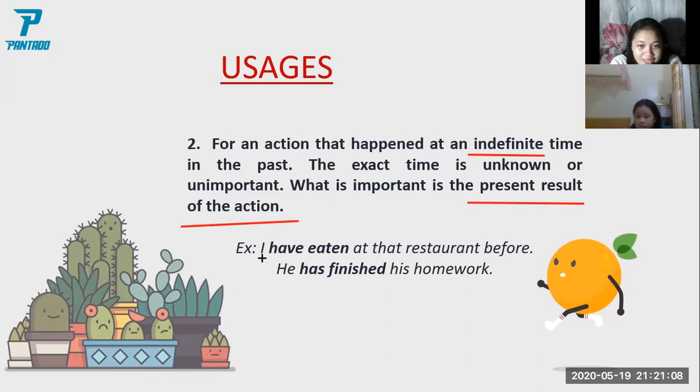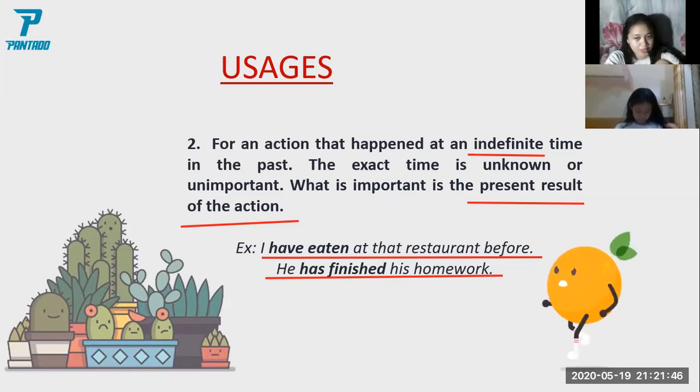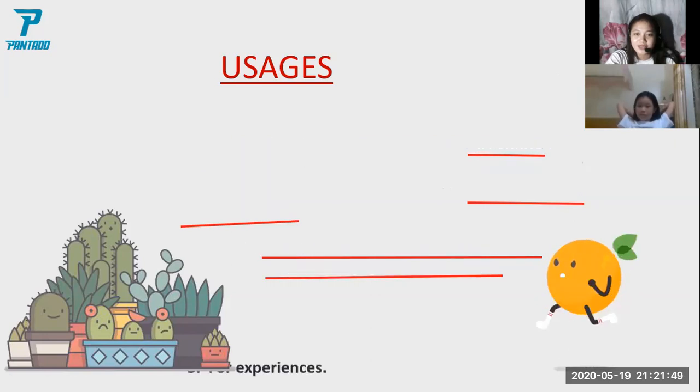Okay, I have eaten at that restaurant before. He has finished his homework. Yes, they don't know when or what time they have eaten at the restaurant or did the homework, but as long as they have already done it, then that is important. That is what matters, okay? So that is the usage of the past, present. It started in the past and still happens in the present.